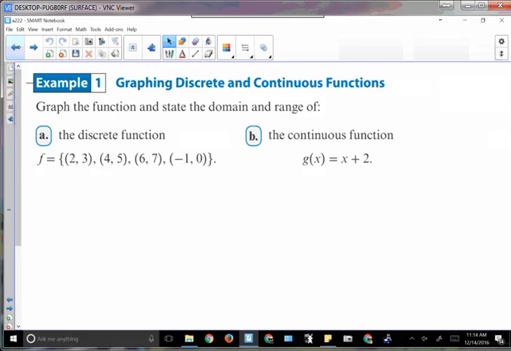So if I want to graph the discrete and continuous functions, what you need to do is get your graphing calculator, and I'm going to show you a few things on how to deal with this. Okay?